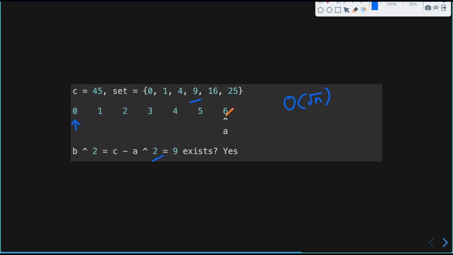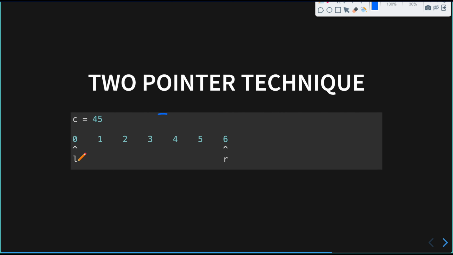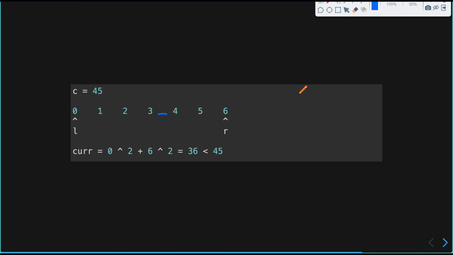So now let's look at the same example using the two-pointer technique. Initially L will be at 0 and R will be at 6. At each step, we will calculate current. So current will be equal to left square plus right square. So we add those numbers. And if those numbers are less than c, that means we increment our left pointer, right? Because as the array is sorted, the value increases when we go from left to right. But if that number is more, then we will decrement the right pointer, because as the array is sorted, when we move from right to left, the values will be smaller.